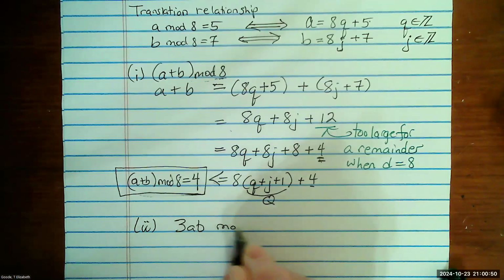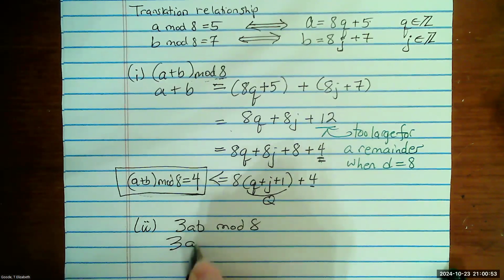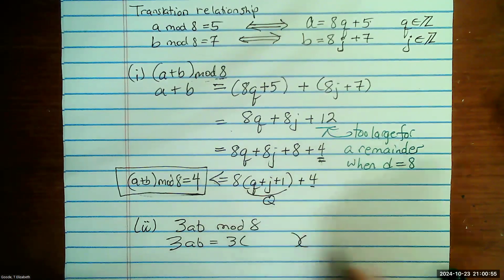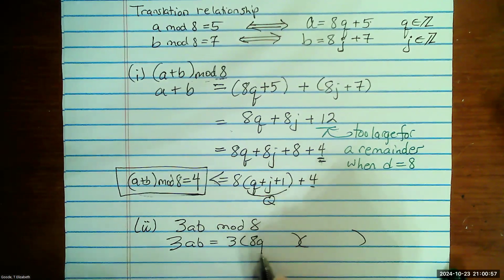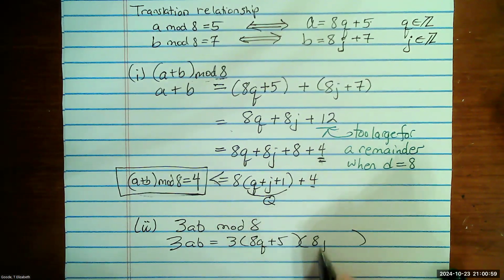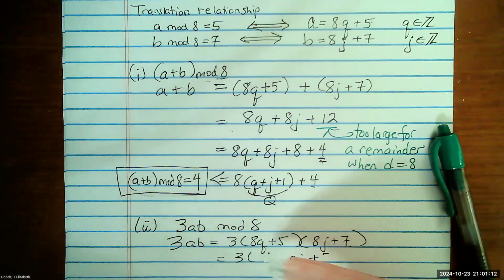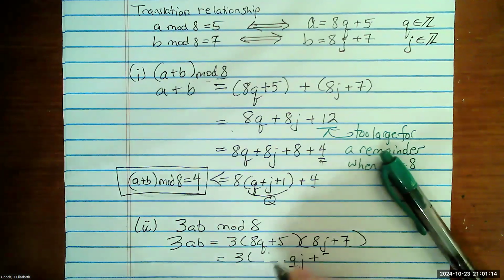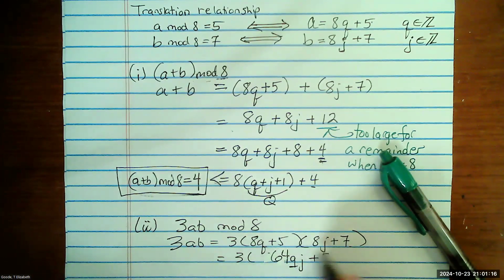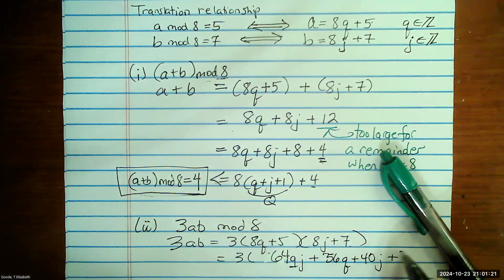3AB mod 8. So we say, okay, 3AB, what is it? 3 times A times B. And this takes a little bit more work, right? I mean, what is it? 56QJ plus what? No, 64. Oh, my bad. 8 times 8 is not 56. 8 times 7 is 56. This is 64. Plus 56Q plus 40J plus 35.